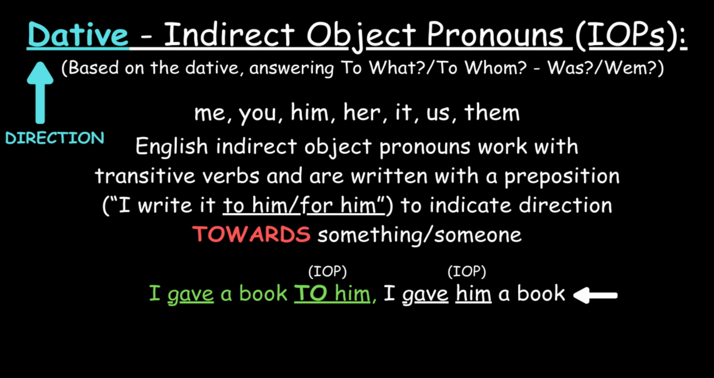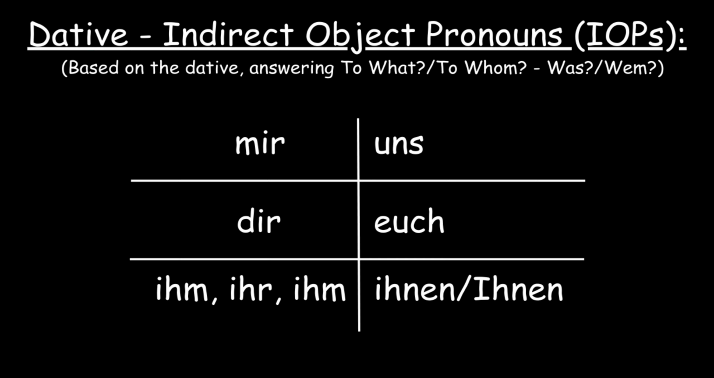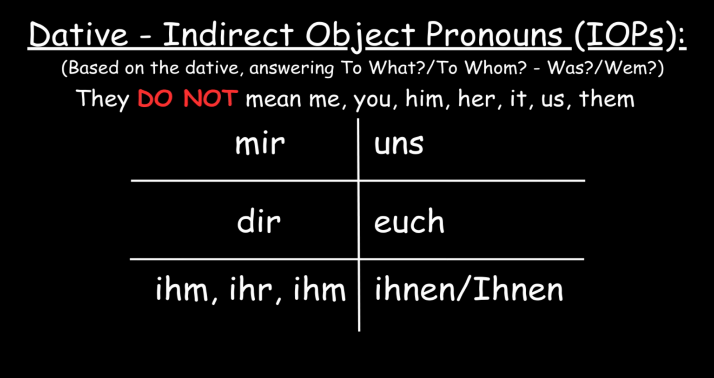In the German dative, indirect object pronouns look like this. Mir, dir, ihm, ihr, ihm, uns, euch, ihnen, and ihnen. As you can see, many pronouns change their form, aside from uns and euch, so context will tell the difference. This is what German indirect object pronouns look like, but when putting them in English, they do not mean me, you, him, her, and so on.